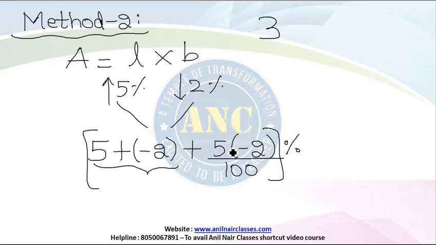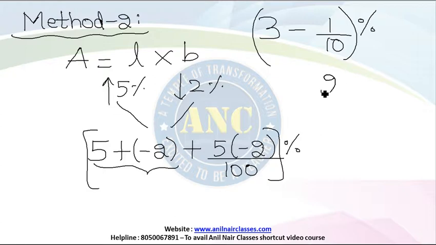I will write it here. Plus into minus is minus. I will write it outside. 5 into 2 is 10. 10 divided by 100 is how much? 10 divided by 100 is 1 by 10. That means it is 3 minus 0.1. 3 minus 0.1 is 2.9 percentage.